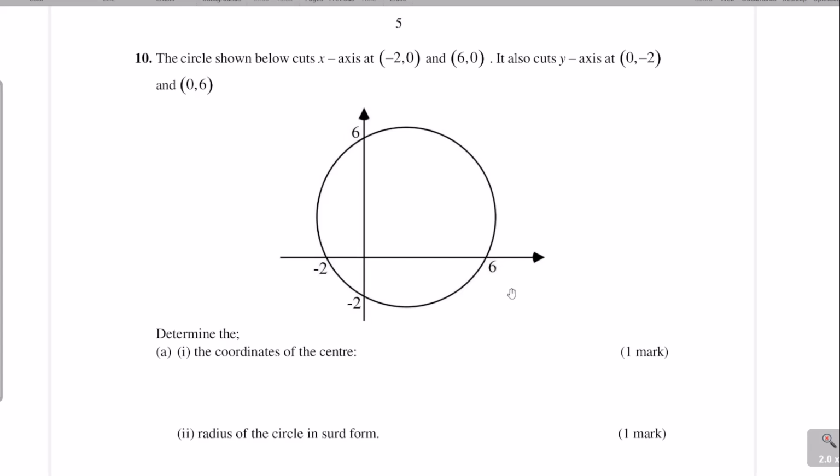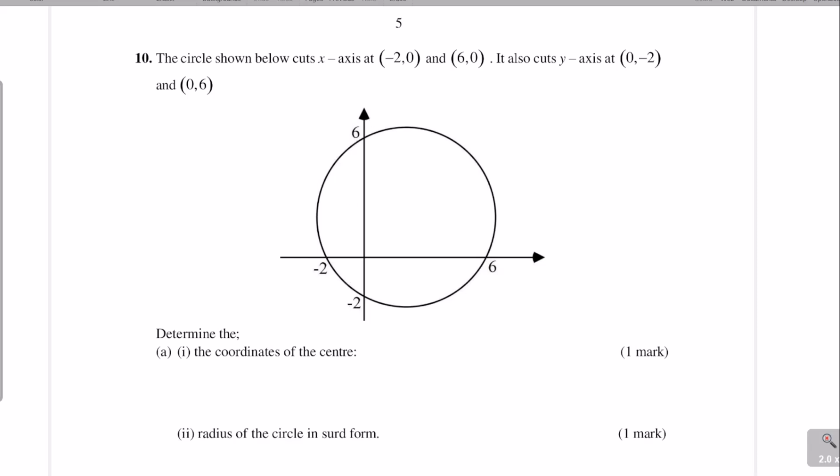Let's go to the first part. Determine the coordinates of the center of the circle. So study the diagram. Look at what you are given. You are given various points on the x-axis, this is -2 and 6. And then on the y-axis, we have these points 6 and -2.